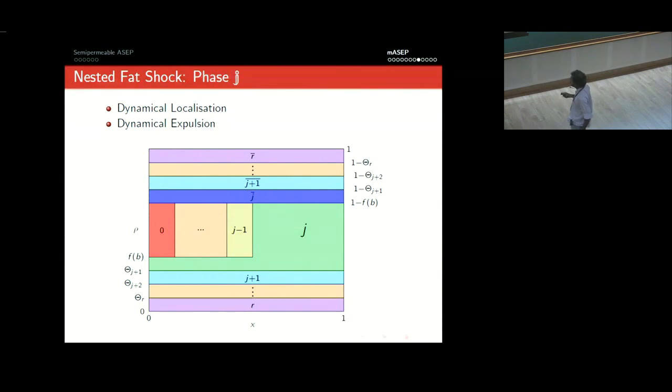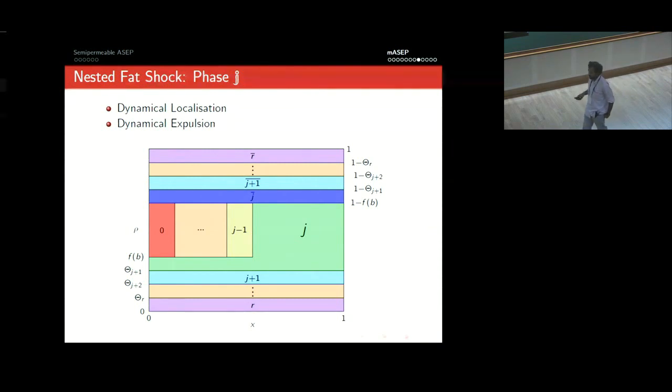And how should you read this? For any species, the density of that species is the difference between the top and the bottom. That's how many particles there are. That's how you should read this diagram. So from this we can get out all the densities and currents.